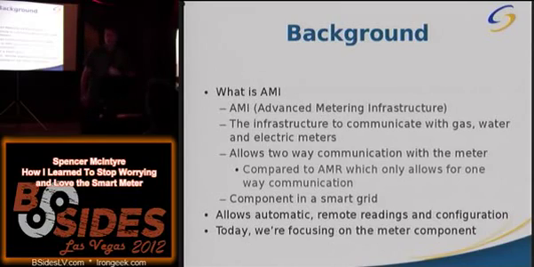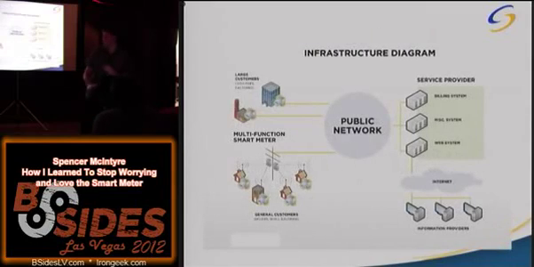All right, so the smart meters, like I said, are a component in the smart grid. The smart grid refers to the actual interactions of everything within the AMI infrastructure. And then, like I said, remote readings and configuration is a big part of this. So here's a nice diagram. This is very high level.